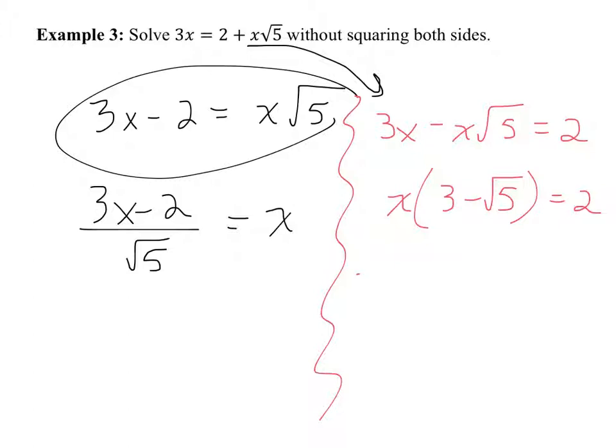Charles, what do I have to remember though? Can I leave my answer the way it looks right now? No. What do I have to do? You have to isolate that. Not isolate. What's the term? Multiply by the binomial conjugate. Multiply by the binomial conjugate. So we need to rationalize this by multiplying by 3 plus root 5 over 3 plus root 5.